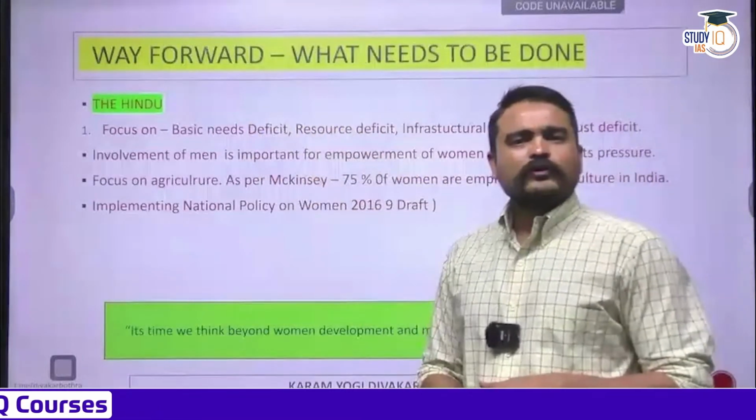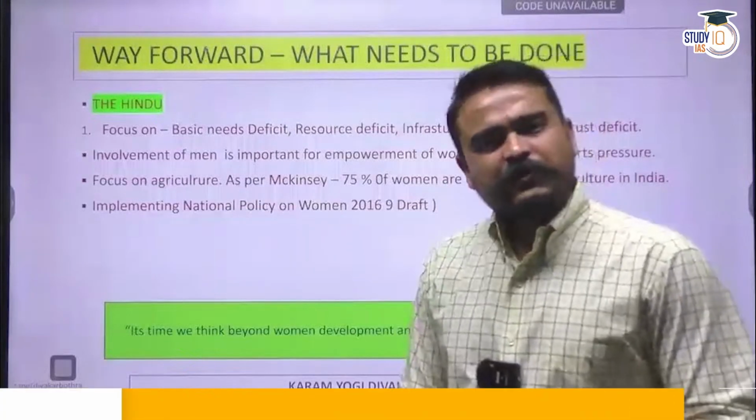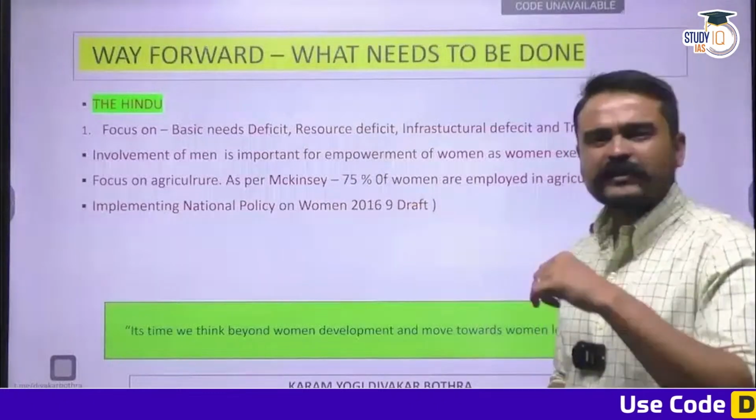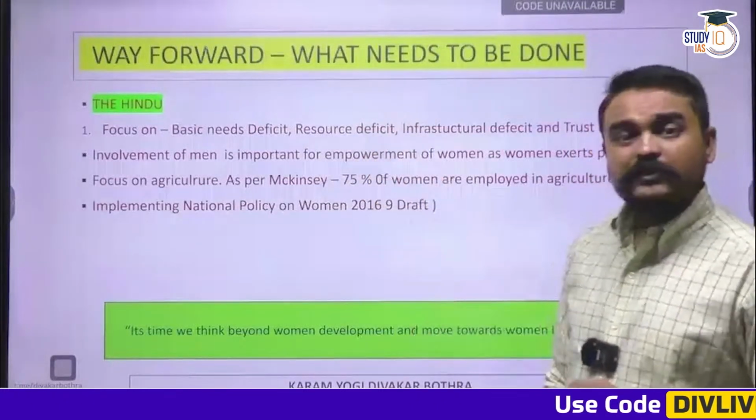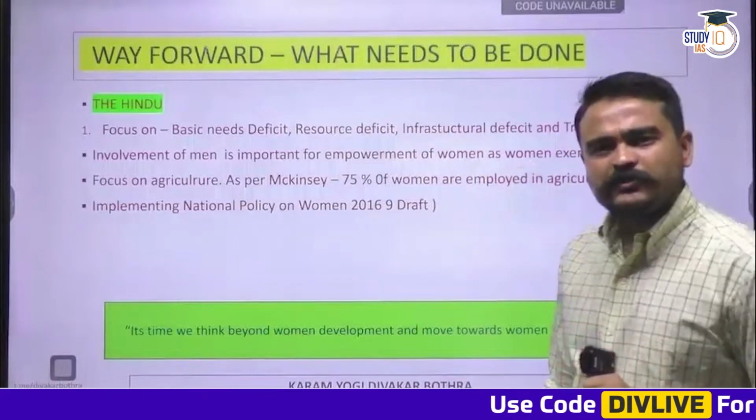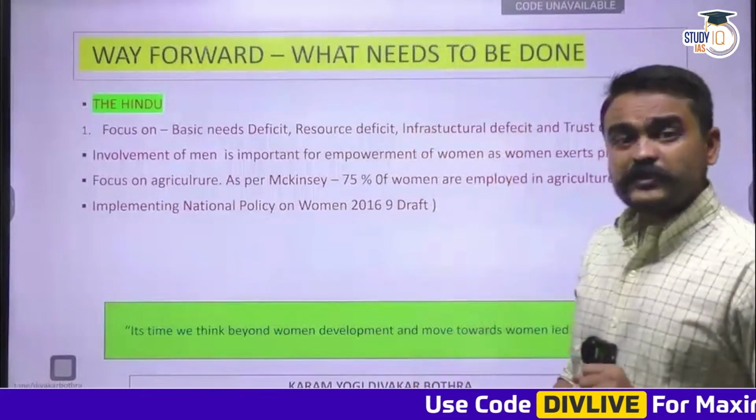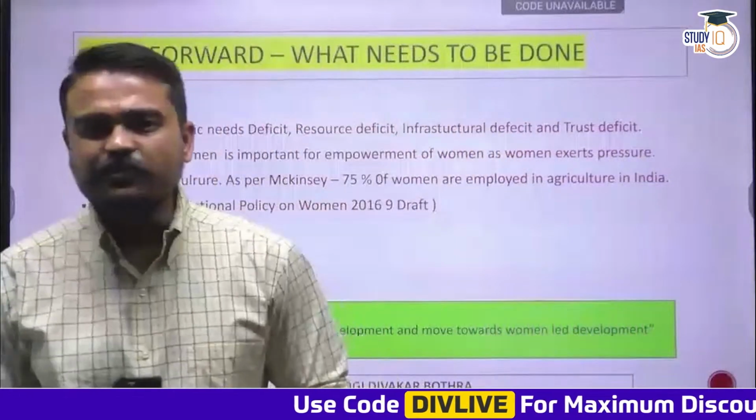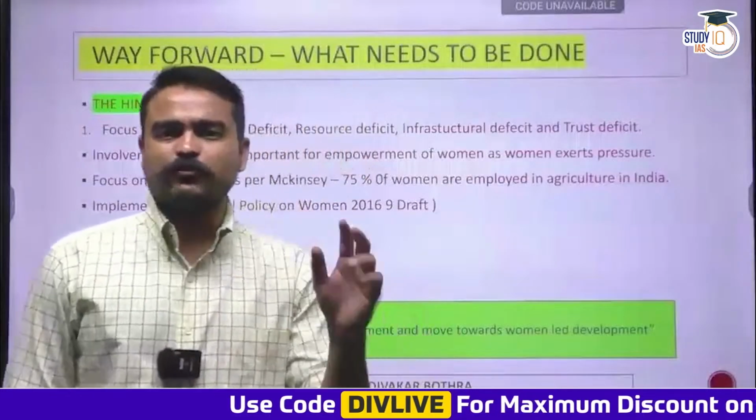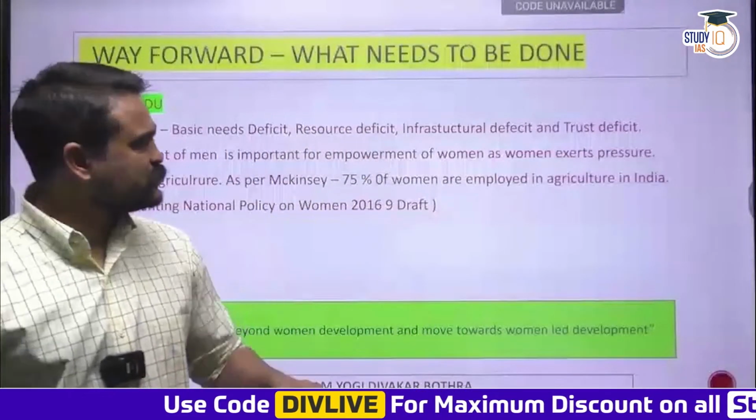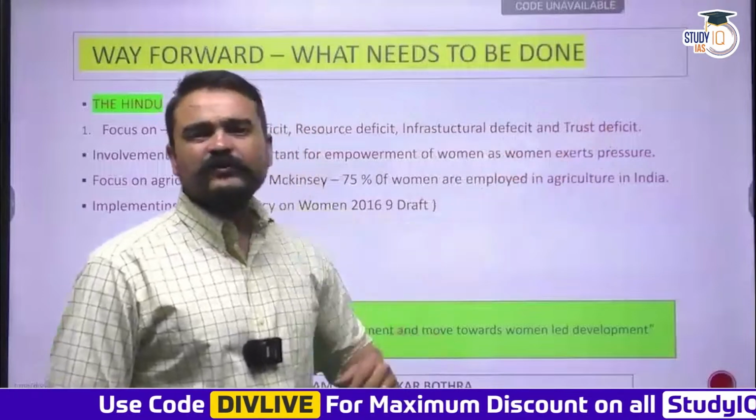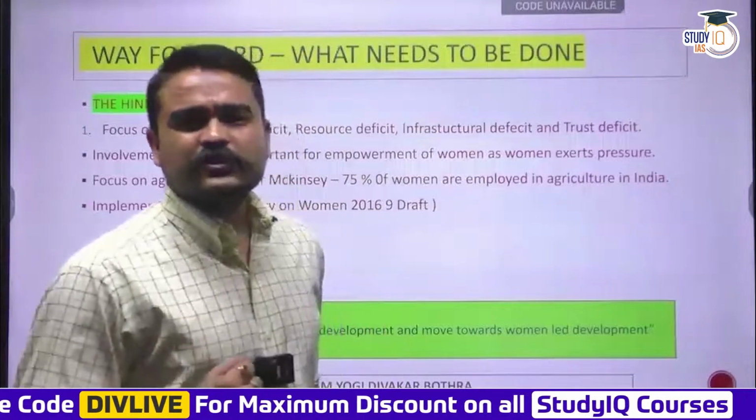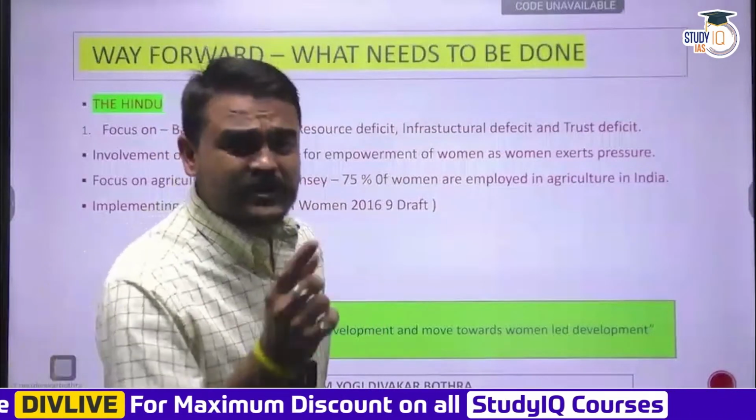The Hindu, there was a content on women empowerment which can be used here. Focus on basic need deficit, fulfill the basic needs of women. Resource deficit, provide resources and finance to women. Infrastructure deficit, develop infrastructures where the women can largely further develop their capacities. Could be education, could be skill training, could be vocational training, could be STEM science research. Trust deficit, also build the psychological confidence among the women and among the men as well, to trust women with respect to the development.